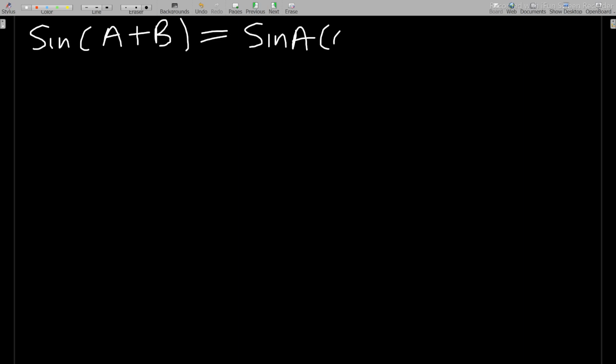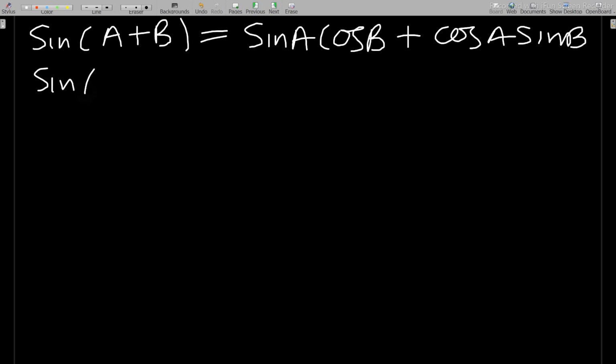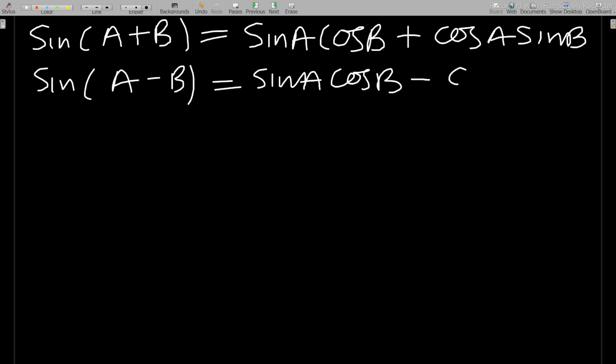So sine of a plus b is equal to sine a cos b plus cos a sine b. And we know that sine of a minus b is equal to sine a cos b minus cos a sine b. We are writing for both sine and cos.